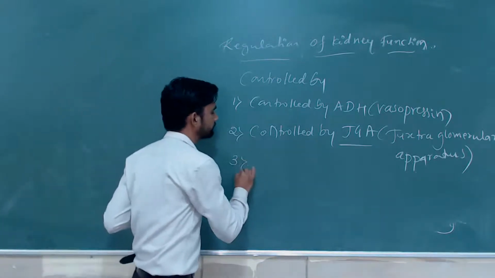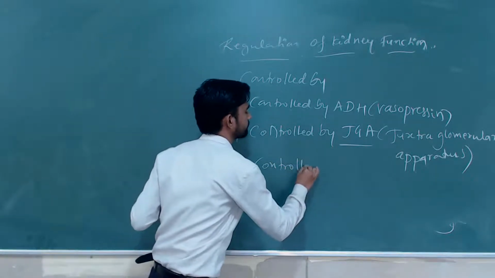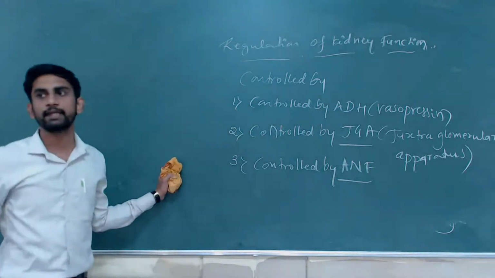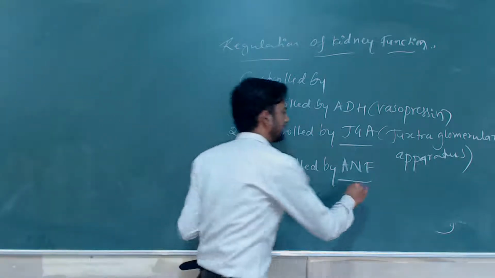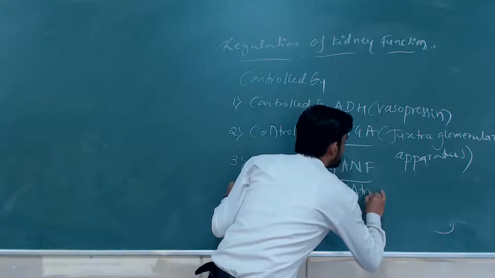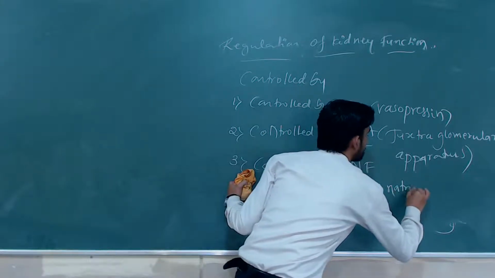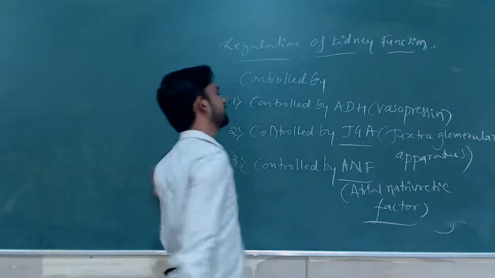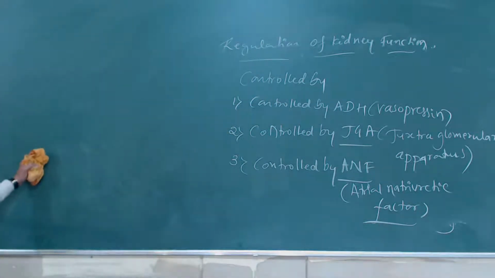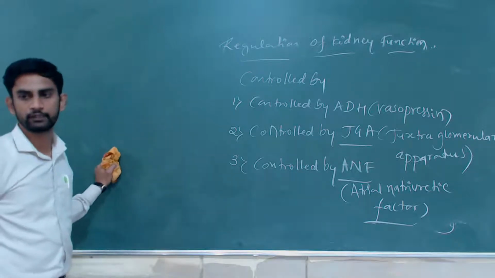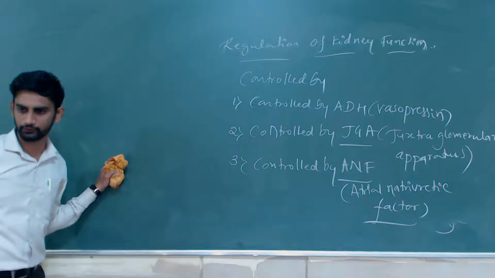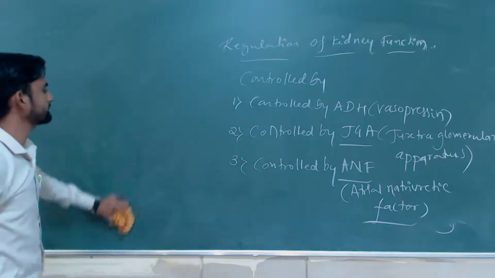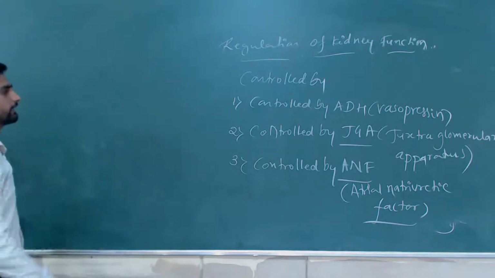And the third one is controlled by ANF. ANF means atrial natriuretic factor. You write it down. This is a peptide hormone. So overall, kidney functions are regulated by ADH, JGA and ANF. These three are very important from the main exam point of view and also for theory, and we should always remember them. So first we'll discuss them one by one. First, write it down as the first heading: controlled by ADH.